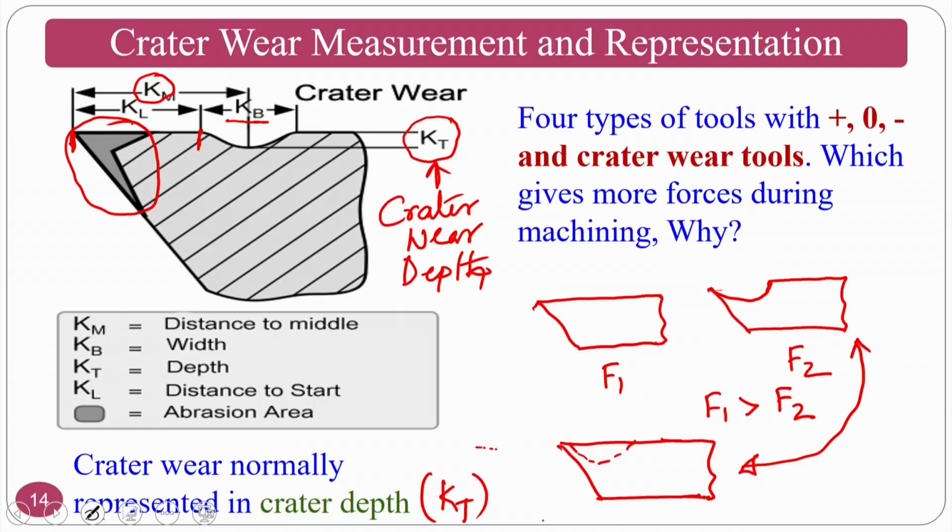my positive rake tool, where my force is F3. From the visibility, from what we are seeing, F1 should be greater than F2. Okay. So, normally from the geometry, from the visibility point of view, F1 should be greater than F3 also, but it is not so. The case is that F3 will be greater than F1, greater than F2. This will be the condition. Now, the question is why?